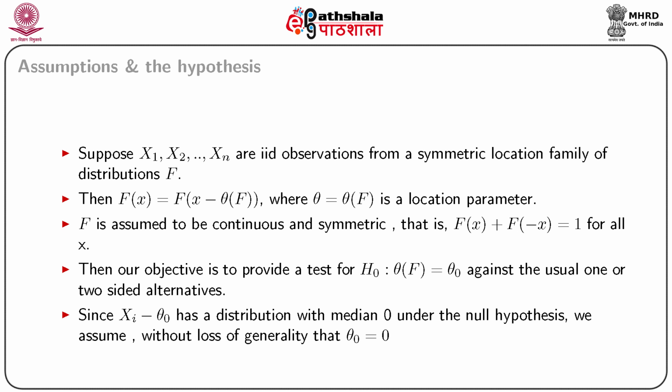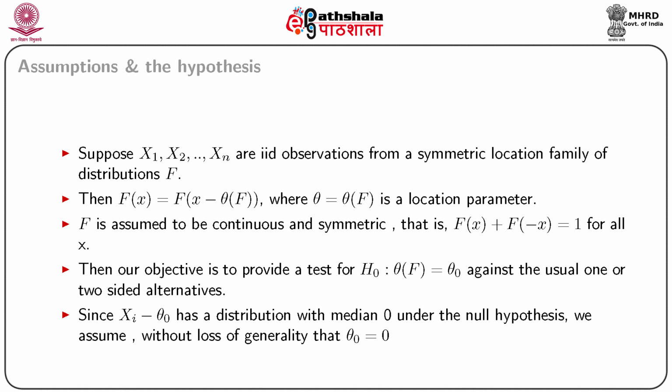For the development of Wilcoxon Signed Rank test, we need to define a few basic things. Suppose x1, x2, ..., xn are IID observations from a symmetric location family of distributions f. Then f(x) equals f(x minus theta), where theta is the location parameter. Now, it is also assumed that f is continuous and symmetric.